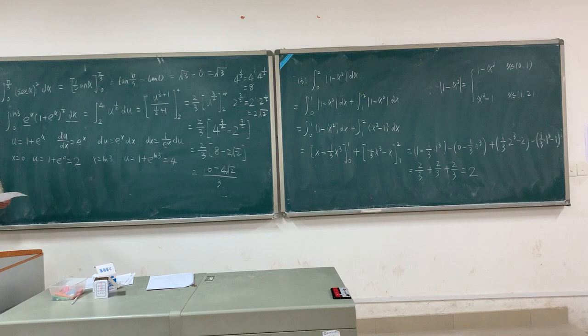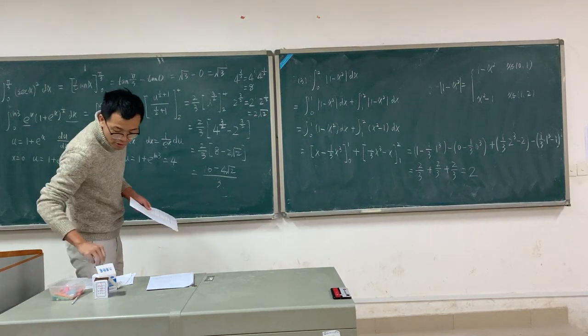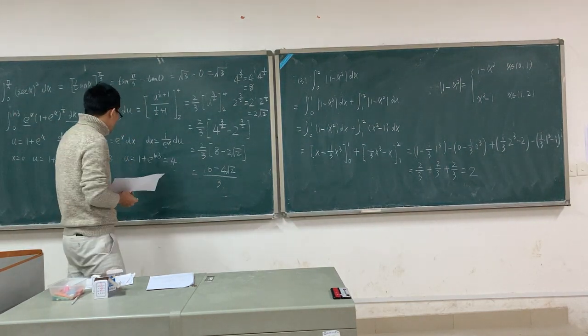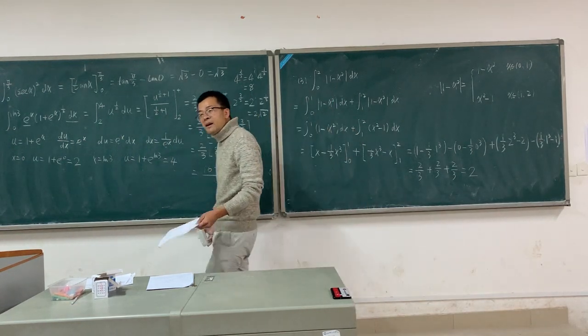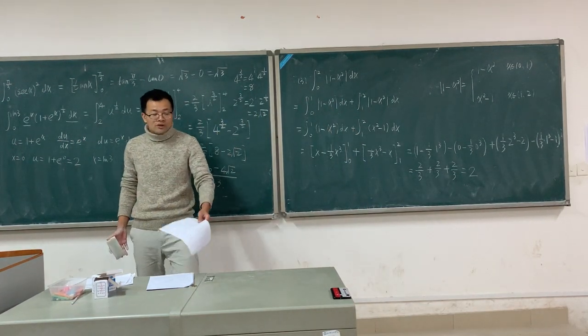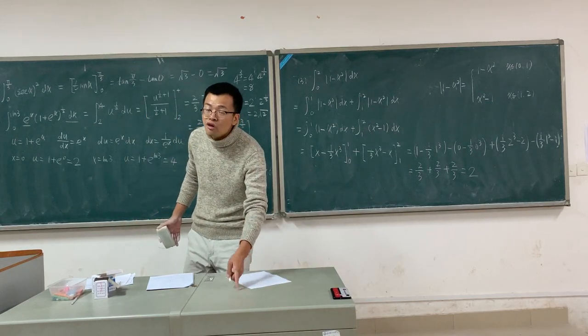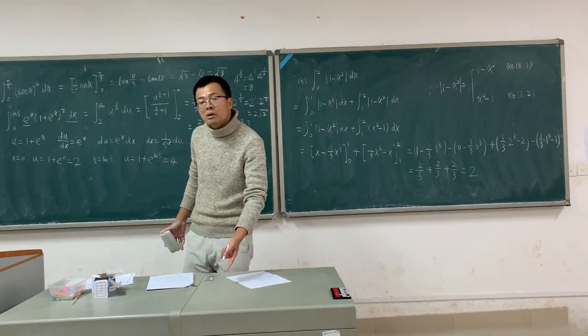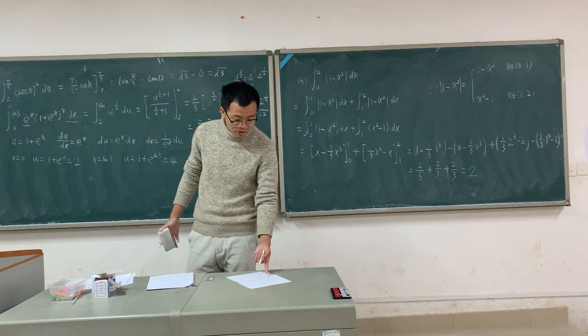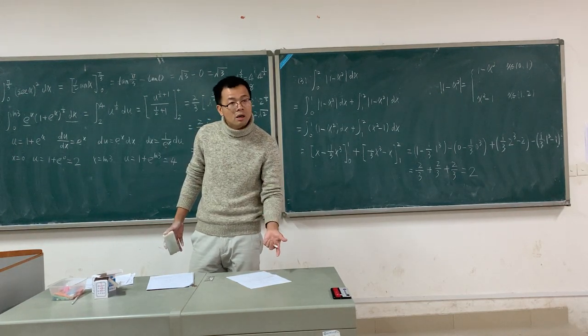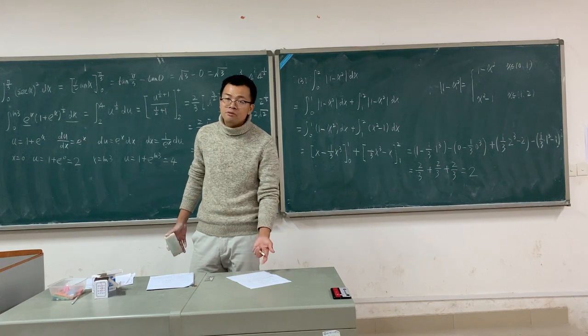Now we have the last problem, okay? For the last problem, I tell you I will test. If you can write the formula, I will give you half marks. For example, for the first one, if you write the formula, I will give you 5 marks.